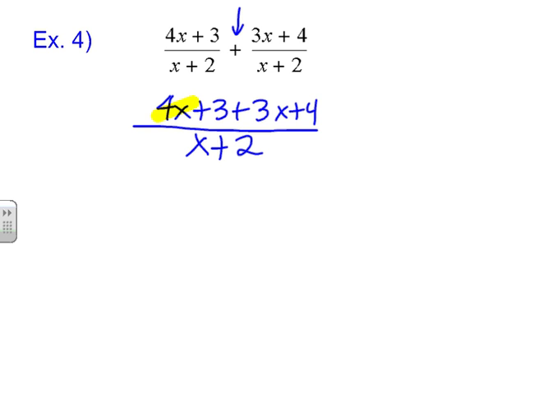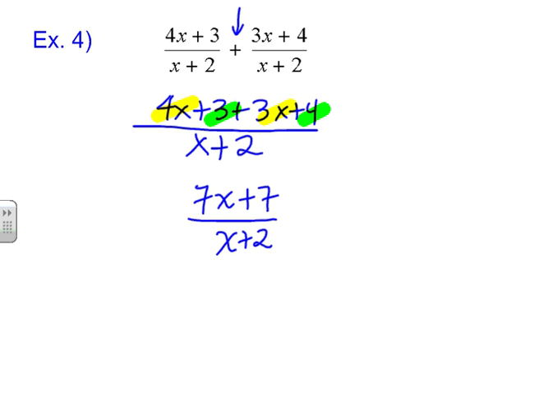Here we have a 4x and a 3x that are going to go together, and the 3 and the 4 are going to go together. So we're going to combine those like terms. 4x plus 3x is 7x, and 3 plus 4 is 7. And we're going to divide that by x plus 2.